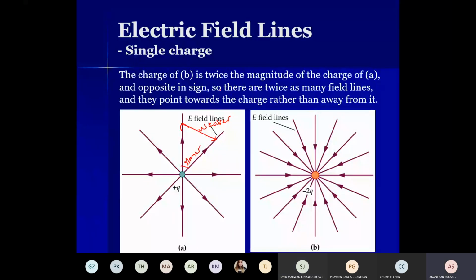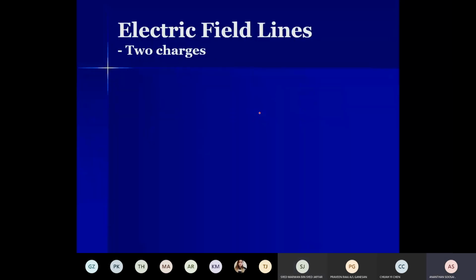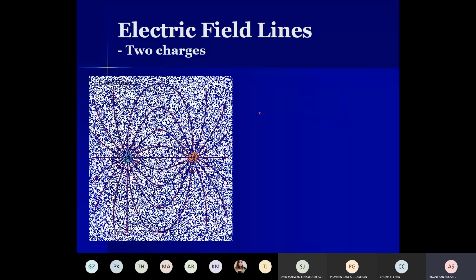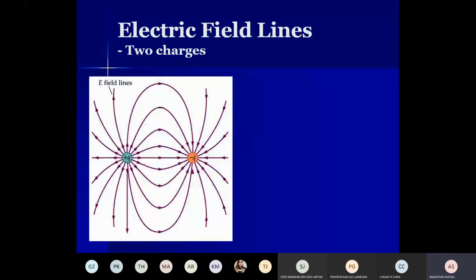If the charge is twice the magnitude of the charge of A, and opposite in sign, there are twice as many field lines and they point towards the charge rather than away from it. Sometimes you will have two charges. These are the patterns. You leave from positive, you reach negative. Good.